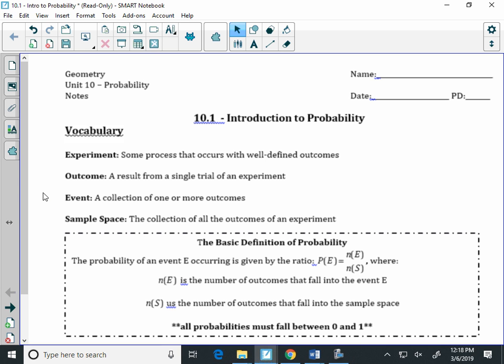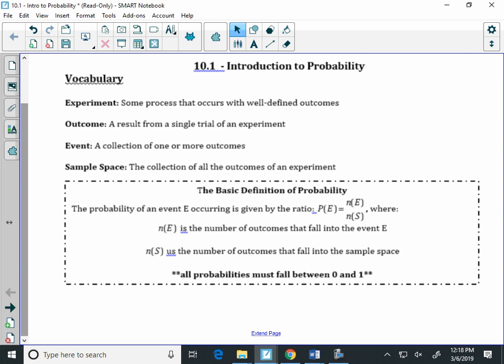Sample space is just a collection of all the outcomes of the experiment. So when you flip a coin, what are your possible outcomes? Heads or tails. So your sample space is just heads or tails. Okay? Because those are the possible outcomes. That's what your coin can land on.